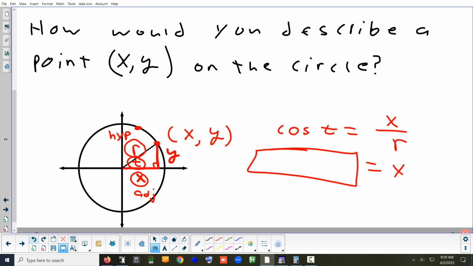So then what is x? The radius times the cosine of your angle. That's part of the parametric equation you need. That's the x one.